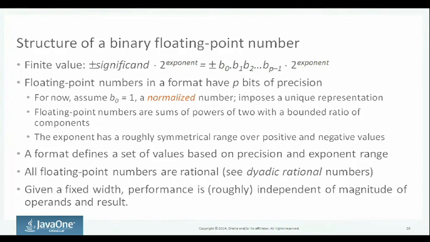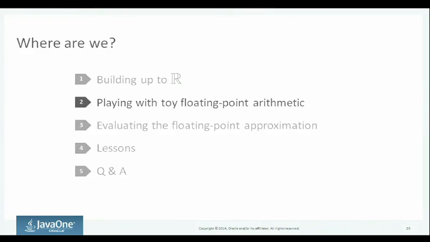An important property in practice is that for a fixed width, so for a fixed format, floating point performance is roughly independent of the magnitude of the operands and the result. And of course, that's true except when it's not, and we'll talk a little bit about some of the exceptions later in the talk.